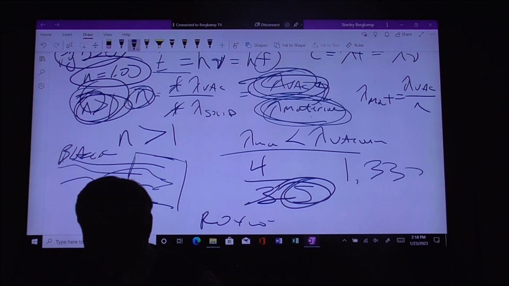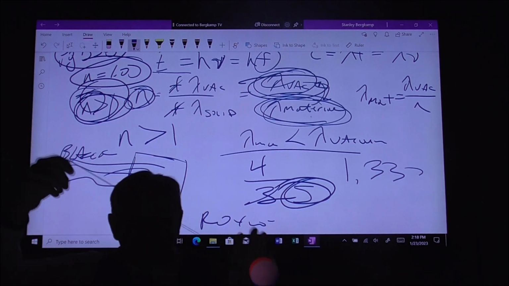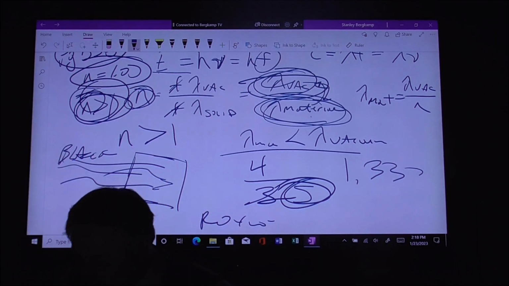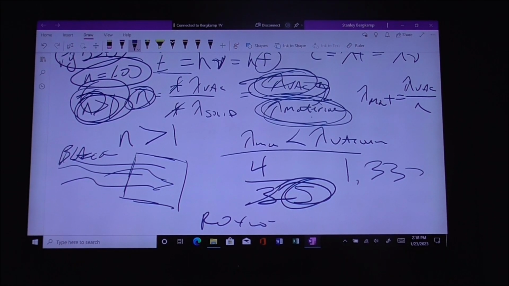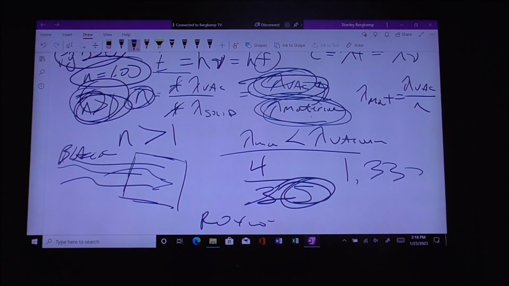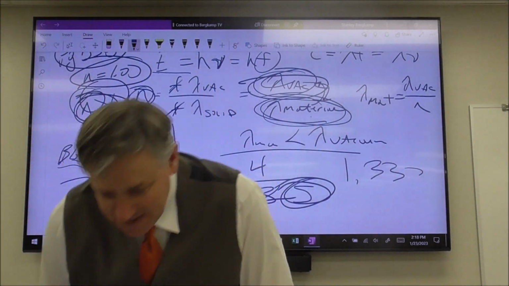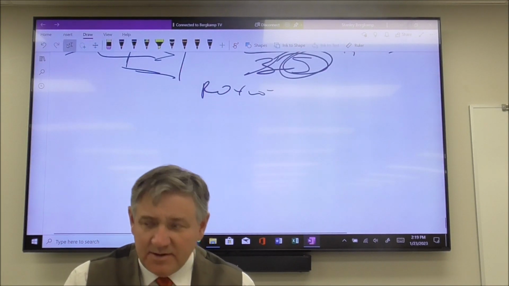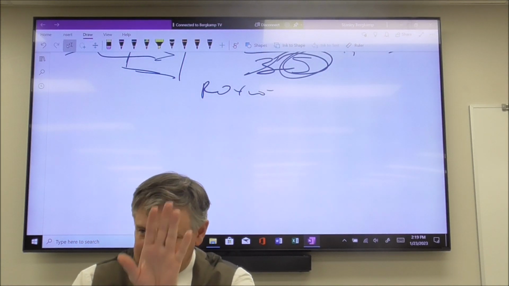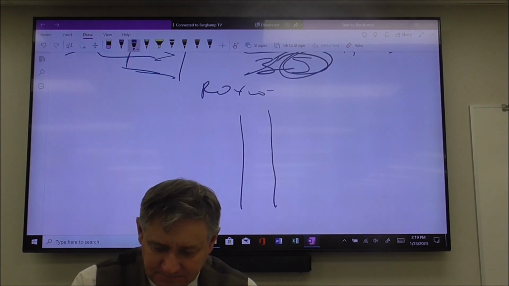Wait, but why does it go through glass, but it doesn't go through the wall? Okay, here's the reason why. That's a good question, a valid question. What's glass? It's sand. What's sand made of? Rocks. Typically mostly silicon dioxide. Here's the short version.